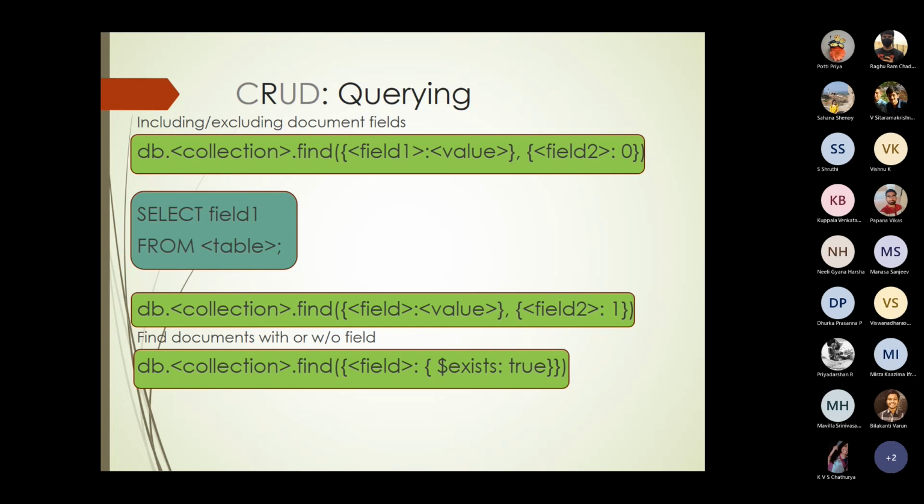You're trying to figure out whether there is a document with field 1 and value, and there is no field 2 and value. I'm not saying that field 2's value is 0, but field 2 is not there. Then that is excluding the documents, and the other one is including ones. And you have an option of checking whether that particular field is existing or not, using $exists true. Note down these commands.